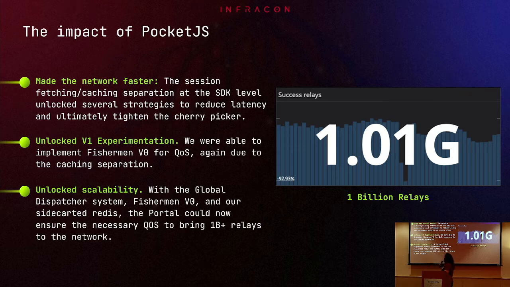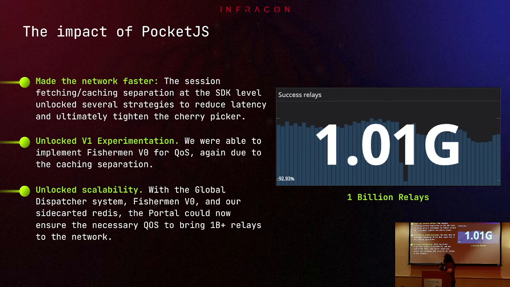We unlocked V1 experimentation. Especially at our last offsite with the protocol team, we were like, we need to experiment with the V1 concepts to prove them ahead of time and make sure that they work properly, so that when we go to prod with V1, it's all very well proven, right? So that's exactly what we're doing with software like V0 Fisherman for quality of service. Because again, with the caching separation, we could do it, so we just went ahead with it.